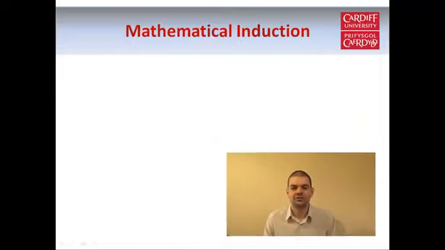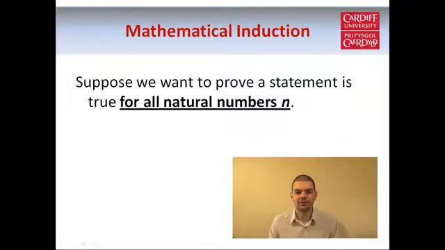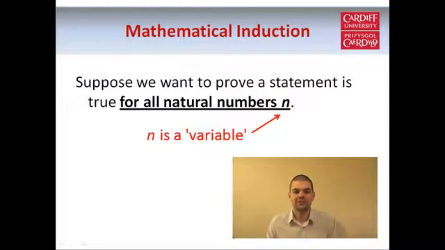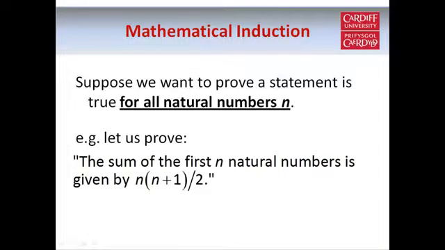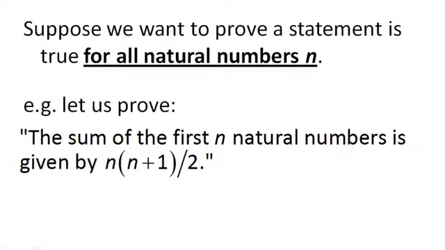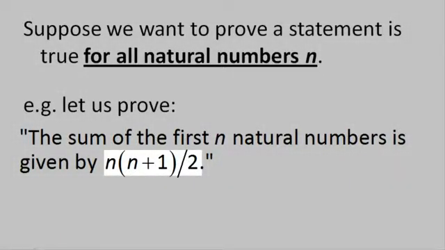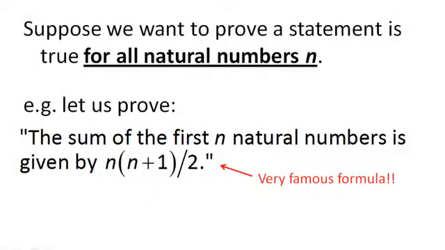So to start off, suppose we want to prove a certain statement is true for all natural numbers n. So we have a statement which involves a variable n. And this is really the classic type of situation where you would want to try to use a proof by induction. So just as an example, let's try to prove that the sum of the first n natural numbers is given by the formula n times n plus 1 over 2. And this is a very famous formula. You might have seen it before. But this formula doesn't just come from nowhere, it has to be proved. And the easiest way to prove it is by using induction.